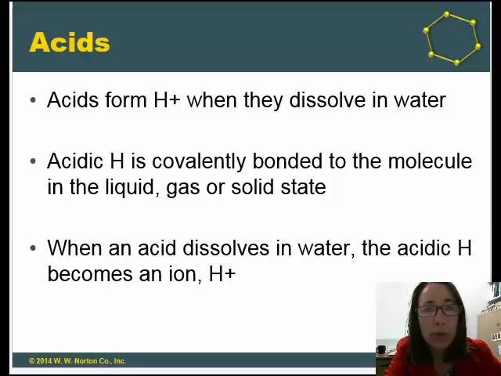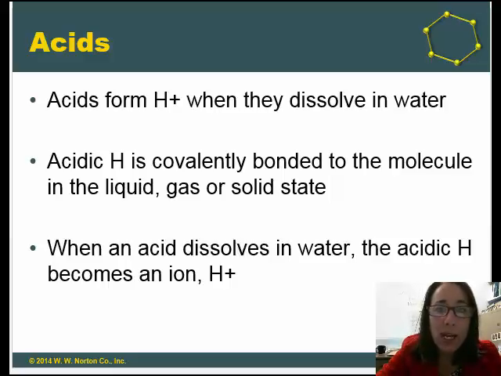Acids are a type of compound that are really in between molecular compounds that are covalently bonded and ionic compounds that are made of ions. So the definition that we're going to use for an acid is that an acid forms the H plus ion when it dissolves in water. And the acidic hydrogen is covalently bonded to the acid molecule when it's in its liquid, gas, or solid state.